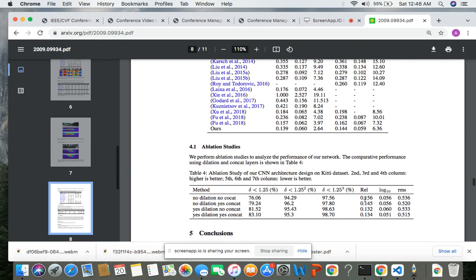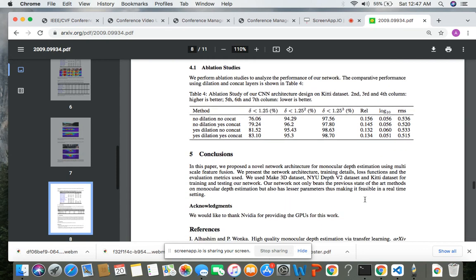As for ablation studies, we played with using no dilation as well as using dilation. And similarly, we played with using concat for merging the features, using a bunch of different evaluation metrics. This ablation study is presented here in table 4.